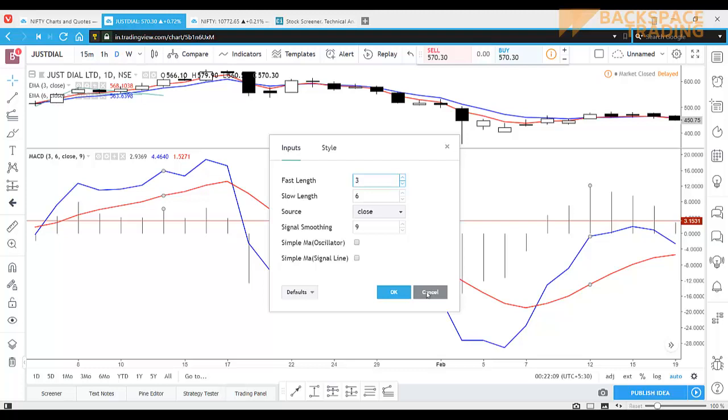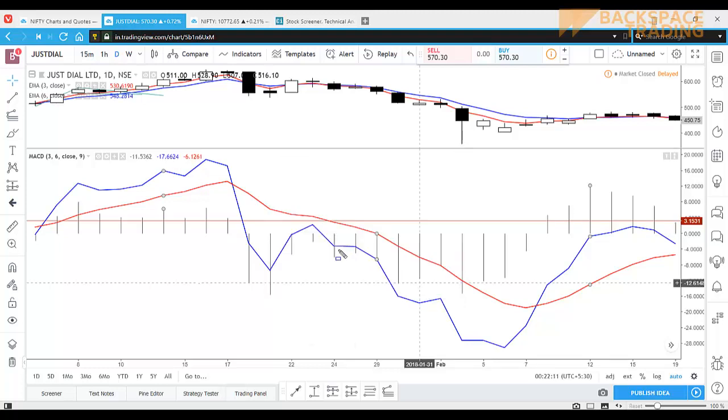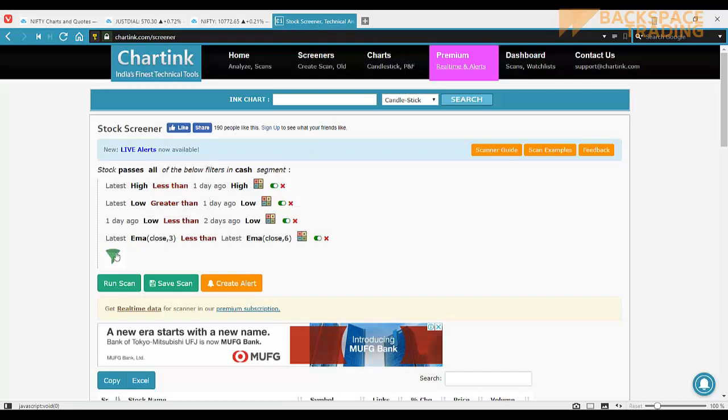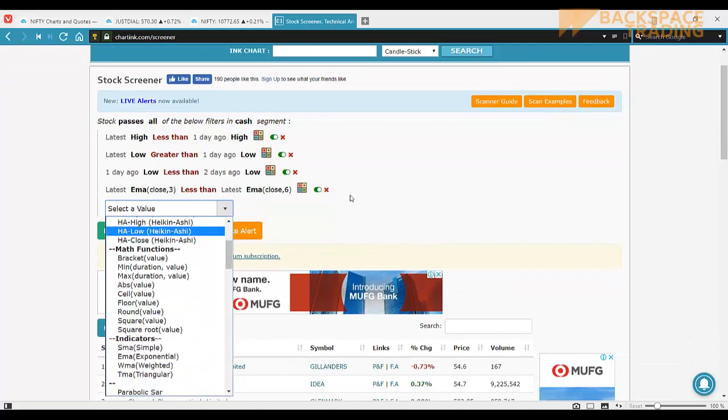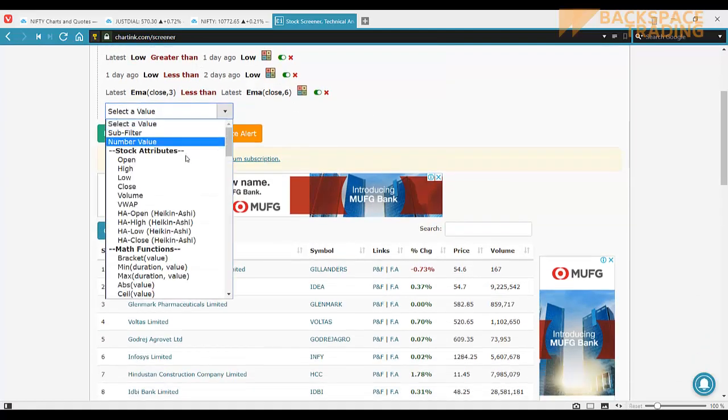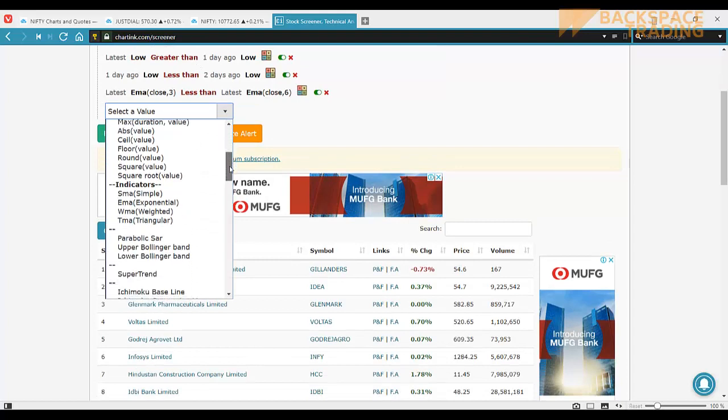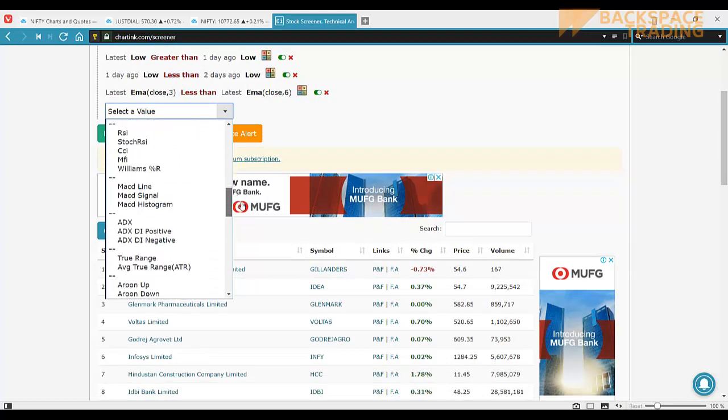Now for a down move, we want the 3-6 line below the red line, which is this 9, right? So I'm going to bring that concept over here. I'm going to click the green funnel, selecting a value and moving down. Sorry, let me move down. Let me choose MACD. We have MACD line, MACD signal, and MACD histogram. I'm going to choose the MACD line, clicking it.